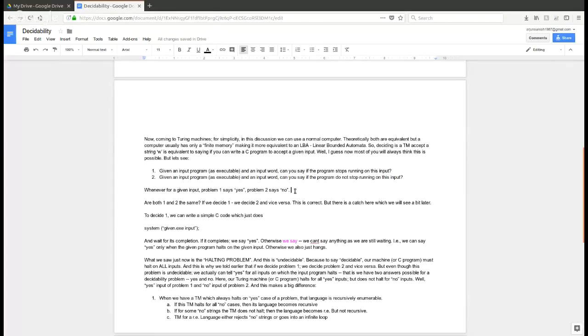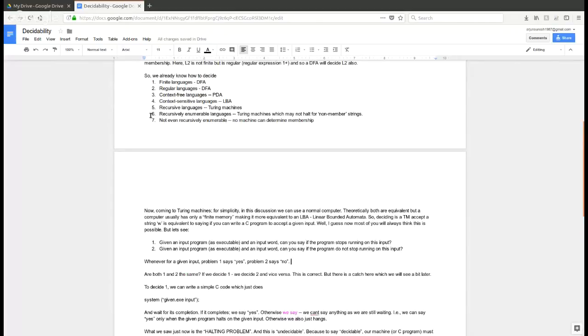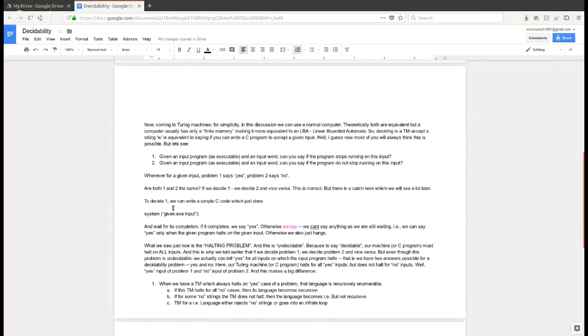So whenever we can say yes for the yes case, that is, for the input, we have a way to say yes. So this forms a different class of languages, which are called recursively enumerable languages, which we saw earlier. That is language number 6 here. So this is just a theoretical definition.